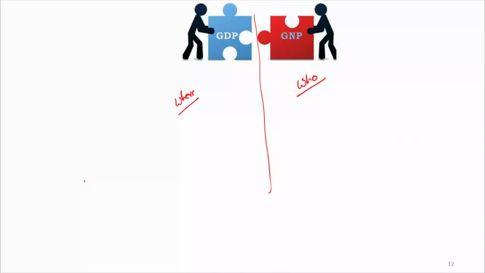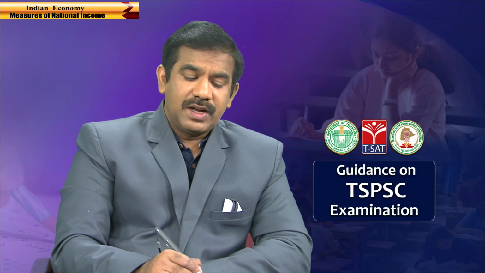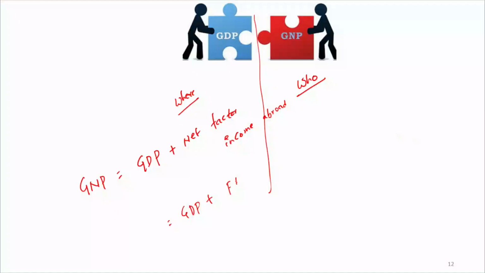So now let's see the formula to compute GNP. How would you compute a GNP? It is given by GDP plus net factor income from abroad. So what do you mean by net factor income from abroad? What I'm simply doing is that to the GDP, which is the worth of goods and services produced by Indians in India and by foreigners in India, I am adding the factor income earned by Indians abroad.